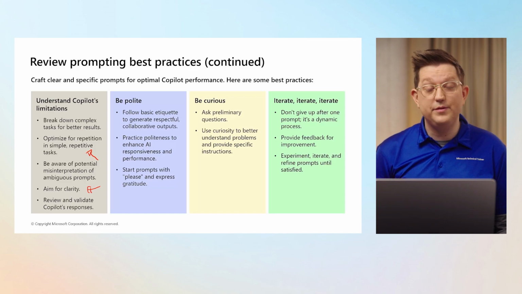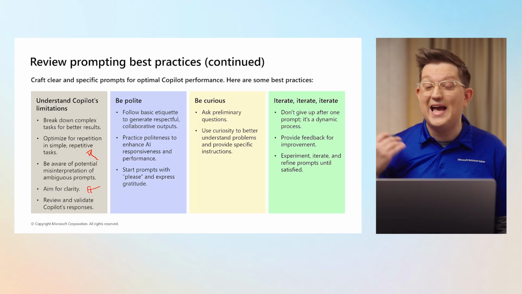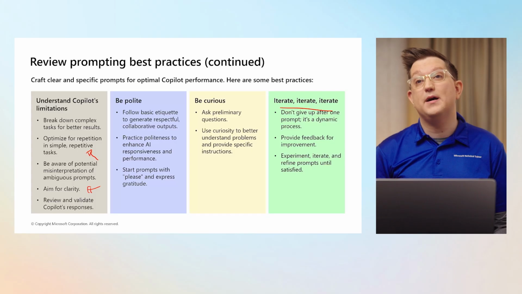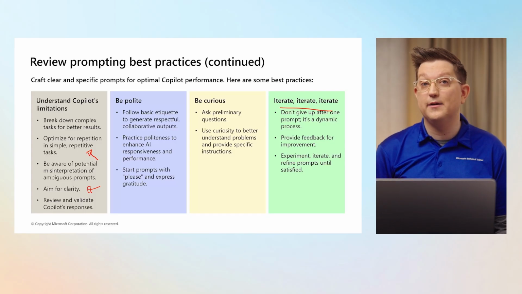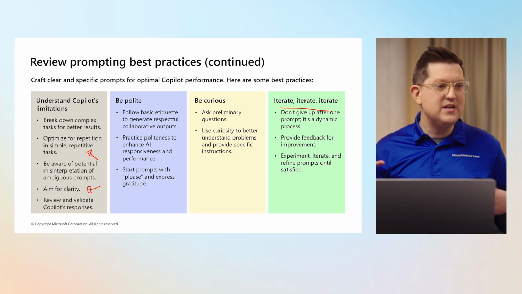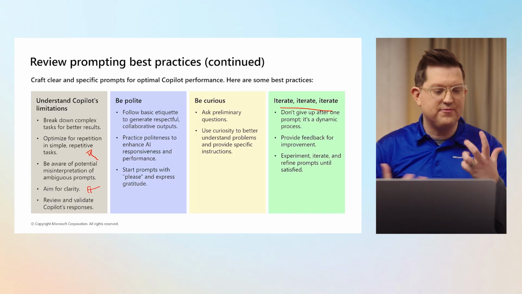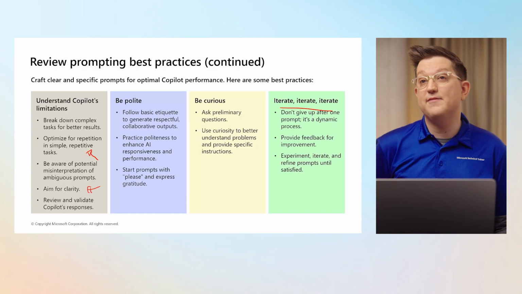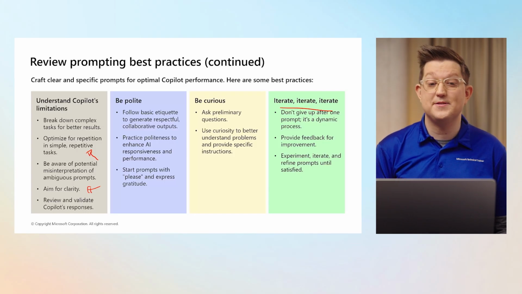Be clear. Say please, be polite, be curious and ask preliminary questions, and iterate. Iterate, iterate, iterate. This is the most important part of getting good at using Copilot. So provide feedback to it. Say, that's not what I was expecting. I want it more like this. Give it samples, give different pieces of information. Do what you can to try and find the right sort of response.